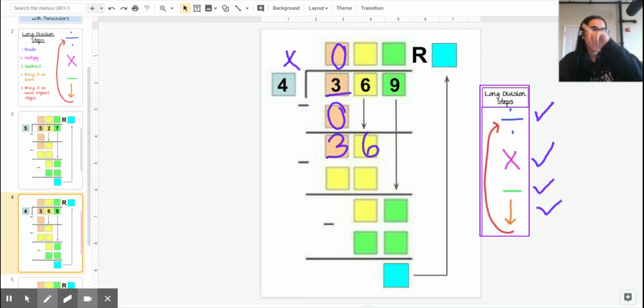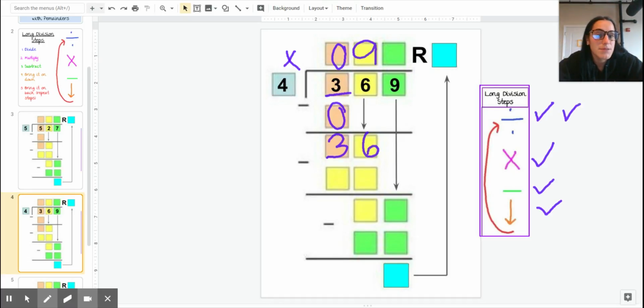So now I have to bring it back up to the first step, which is to divide. So now I'm dividing 36 by 4. So I'm going to ask myself, how many times can 4 go inside of 36 without going over? So I'm going to skip count my multiples of 4. So I'm going to go 4, 8, 12, 16, 20, 24, 28, 32, 36. Ooh, that went in perfectly. And that went in perfectly 9 times. So I'm going to put a 9 up top. And I'm going to check that we have divided for now the second time.